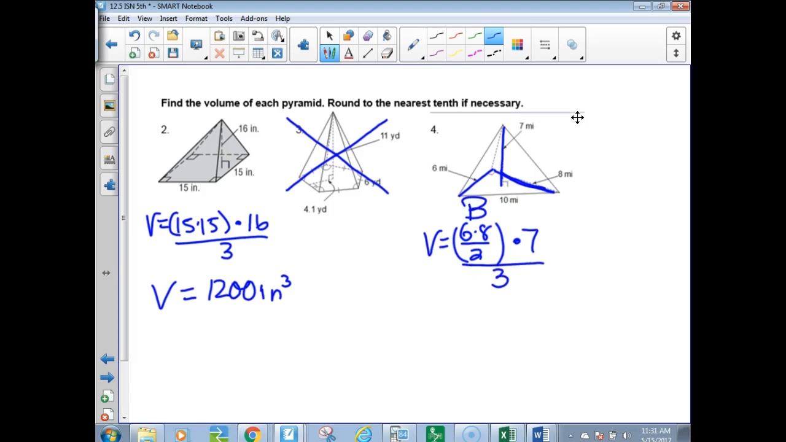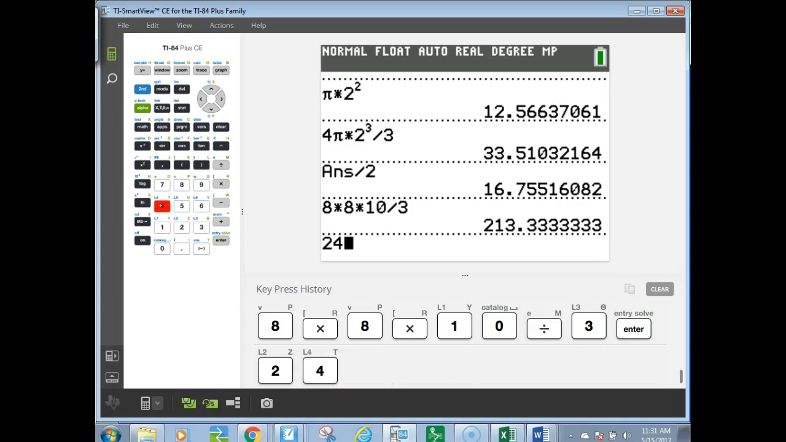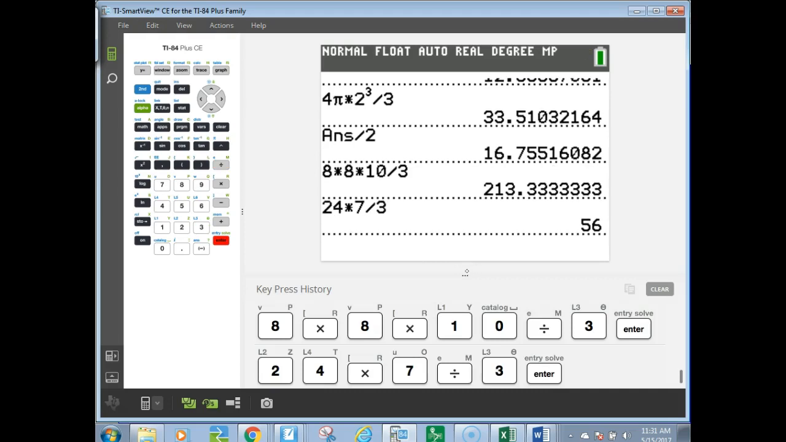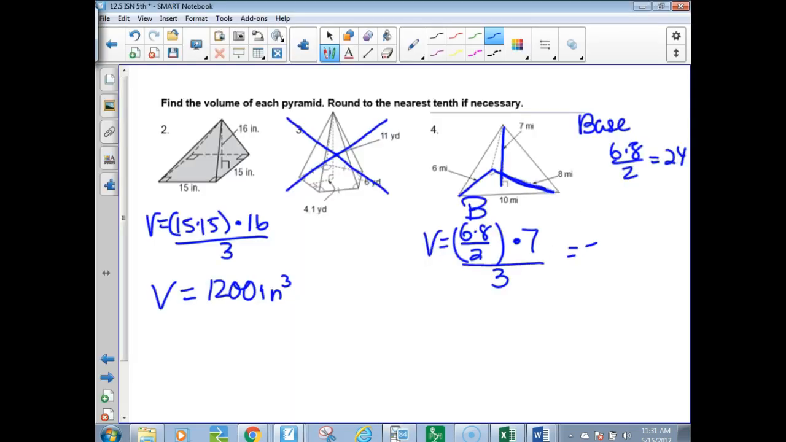So this is the base area. It would be 6 times 8 divided by 2, and then that is 24. I'm going to type 24 times 7 divided by 3. That's 56. Why did I do 6 times 8 divided by 2? How come I did that, guys? What is the base shape? A triangle. For triangles, it's base times height divided by 2 for its area. That's why I did that. Right.